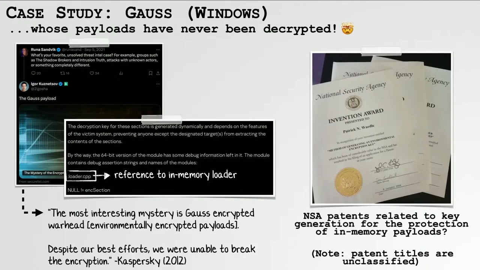So let's look at a case study that I think really articulates the power of using in-memory payloads, or encrypted payloads that are only decrypted in memory. And yes, this is a Windows case study, but conceptually the same thing applies to macOS. Around 2010, 2011, 2012, there was this very interesting piece of malware called Gauss. It was uncovered by Kaspersky, and they performed a fairly comprehensive analysis.